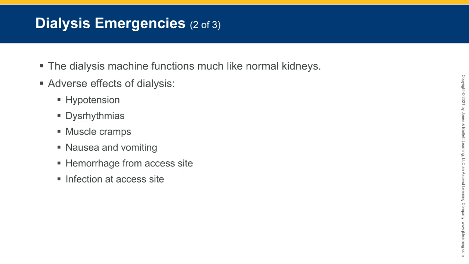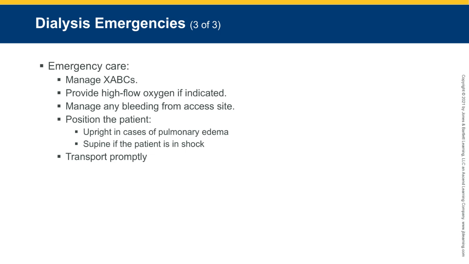Manage ABCs, provide oxygen if needed, and control bleeding. For dialysis patients, transport promptly. Position them upright if they have pulmonary edema, or supine if in shock. Rapid assessment and intervention can prevent deterioration.